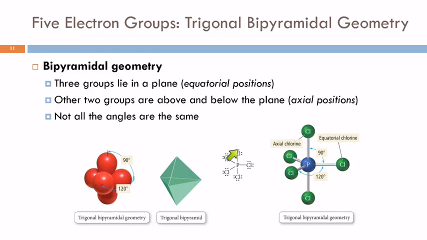So when we look at a molecule like phosphorus pentachloride and count the number of electron groups, 5 makes a bipyramidal geometry. It's 2 pyramids. So there's a triangular pyramid on the top and a triangular pyramid on the bottom. So trigonal bipyramidal. Okay, any questions?